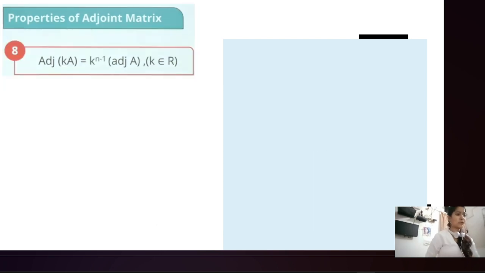Okay, next property is adjoint of Ka is equals to Kn minus 1 adjoint of A. So how can we prove this one?